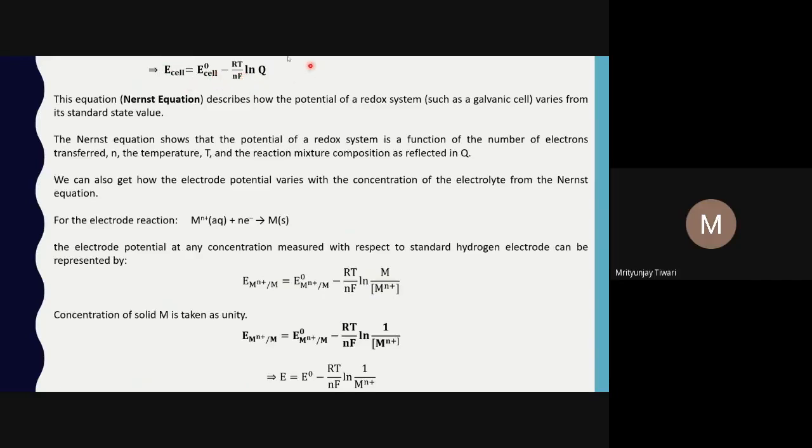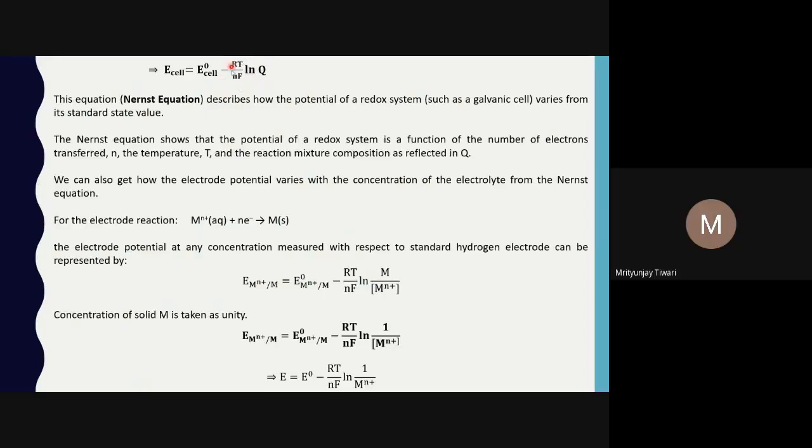So the E cell, from this Nernst equation, we see depends on three parameters: the number of electrons taking part in the reaction, the temperature at which the cell reaction is happening, and the reaction quotient of that cell reaction at that particular instant. So the Nernst equation shows how the potential of a redox reaction, such as a galvanic cell, varies from its standard state values.